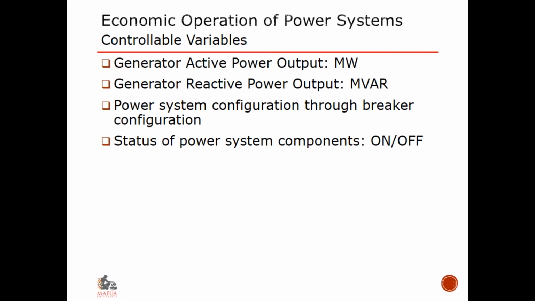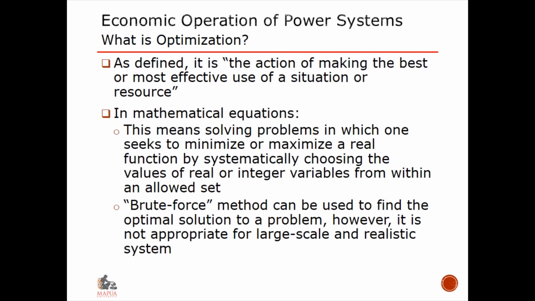Now, what is optimization? Optimization, as defined, is the action of making the best or most effective use of a situation or resource. In mathematical equations, this means solving problems in which one seeks to minimize or maximize a real function by systematically choosing the values of real or integer variables within an allowed set.